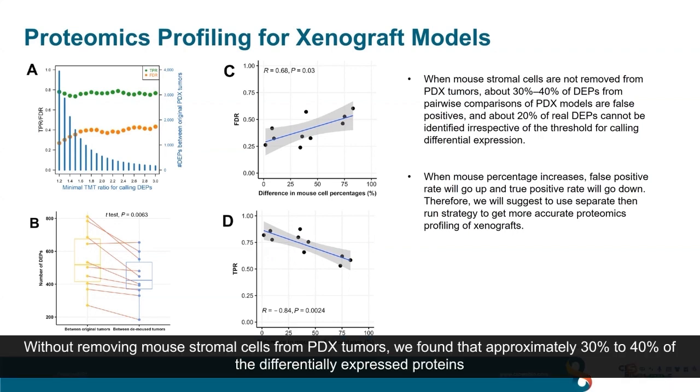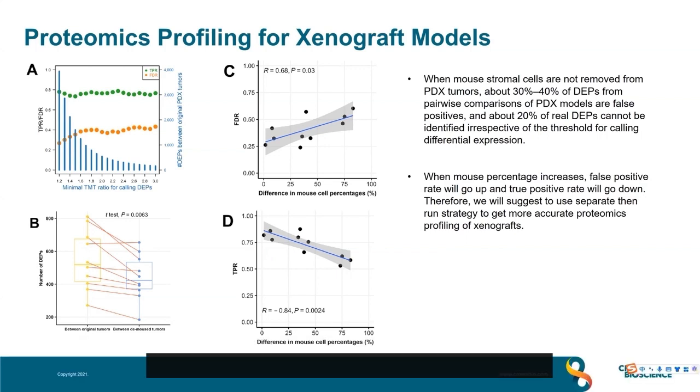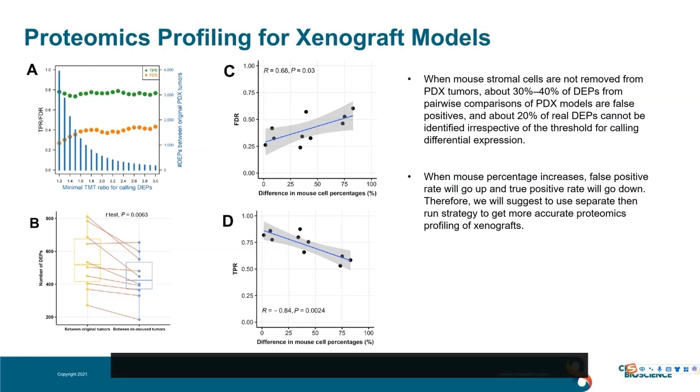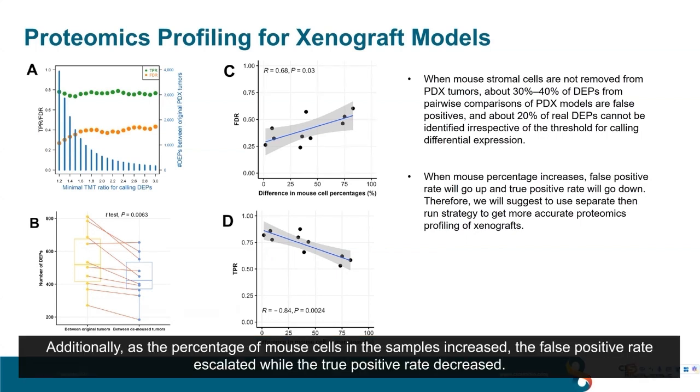Without removing mouse stroma cells from PDX tumors, we found that approximately 30% to 40% of the differentially expressed proteins identified in pairwise comparison were false positives. Moreover, about 20% of those truly differentially expressed proteins could not be identified, regardless of the threshold used for calling differential expression. Additionally, as the percentage of mouse cells in the samples increased, the false positive rate escalated while the true positive rate decreased.